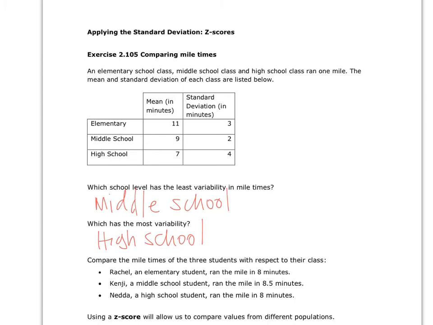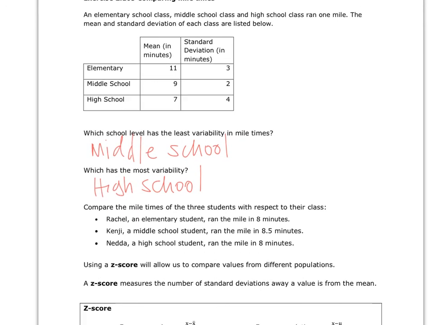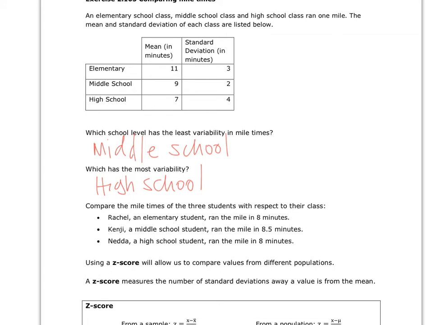Okay, so the next thing we want to do is compare the mile times of the 3 students listed below with respect to their class. Rachel ran the mile in 8 minutes, elementary school. The middle school student, Kenji, ran the mile in 8.5 minutes. And Netta, a high school student, ran the mile in 8 minutes.